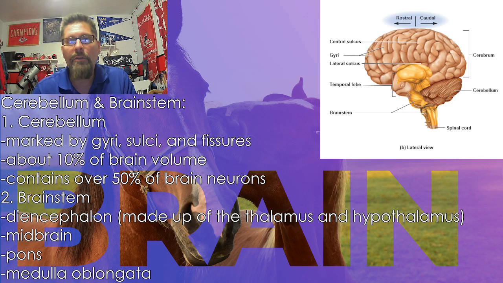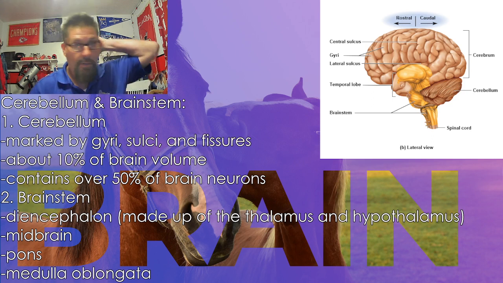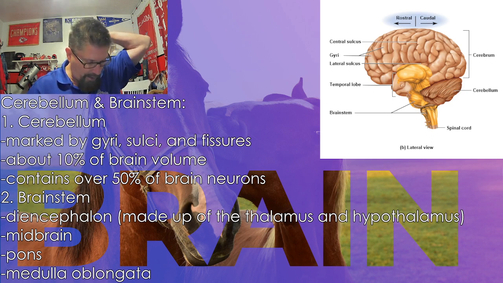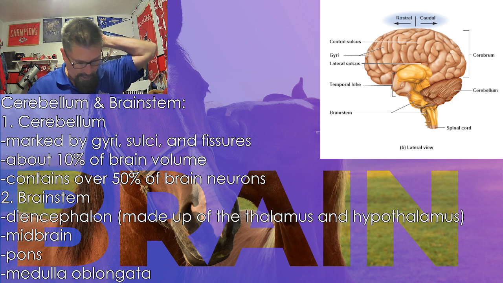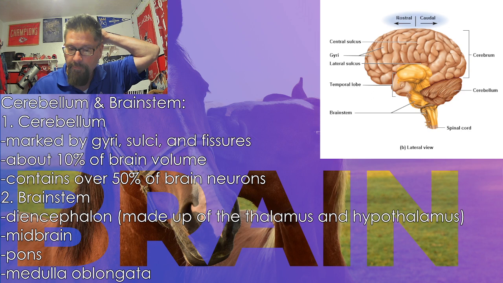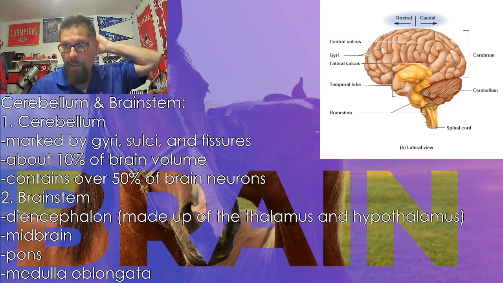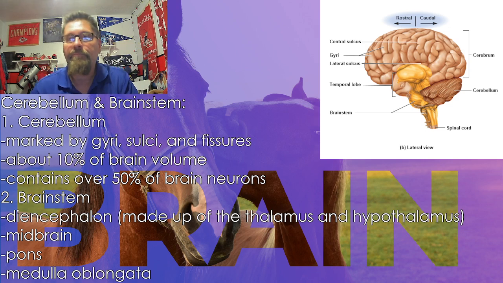All right, when we're looking at the cerebellum and the brainstem, again, you can see there in the diagram off to the side, that's the lower sections, the cerebellum, right back here in the back of the head. You can almost feel that knob right there at the very, very back. Okay, it's just right in there behind that.